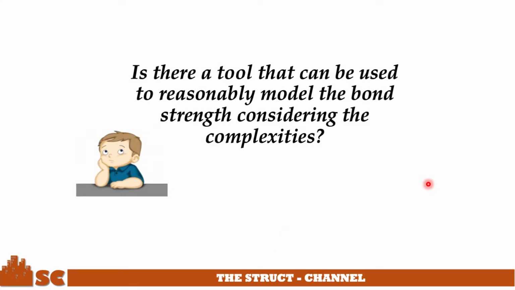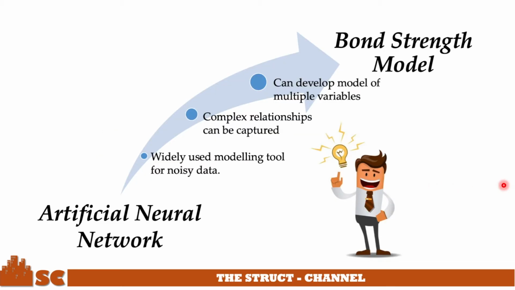The question now is, is there a tool that can be used to reasonably model the bond strength considering the complexities? Artificial neural network is one essential and convenient way of developing models of highly complicated nonlinear relationships. It can be used to model noisy data. It can also be used in dealing with complex relationships between variables, and it can also develop models involving multiple numbers of variables. Due to its profound adaptability to derive outputs from complex or inaccurate data, researchers find this method very useful in providing projections to new situations of interest.